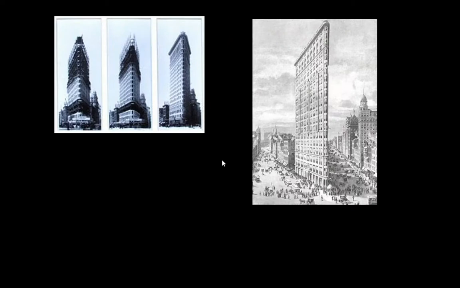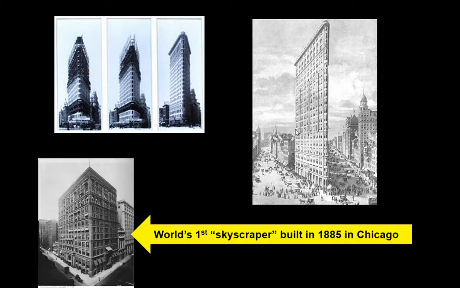This one is in New York City, it's still there. I think it's called the Flatiron Building because it looks flat from different angles. It was built in 1901. It was 20 stories high. The very first skyscraper was actually built in Chicago in 1885. It was 13 stories high, I believe.